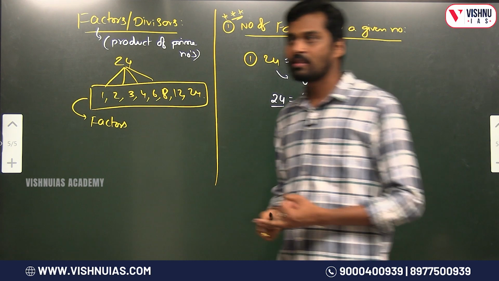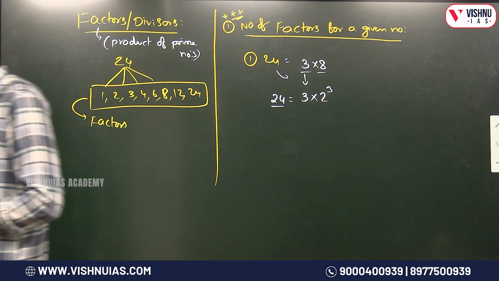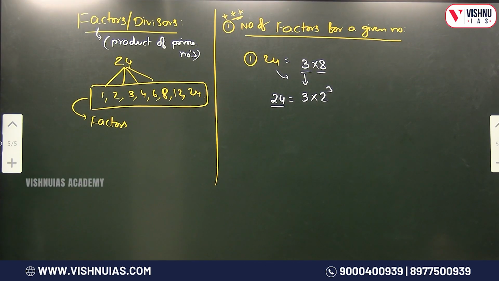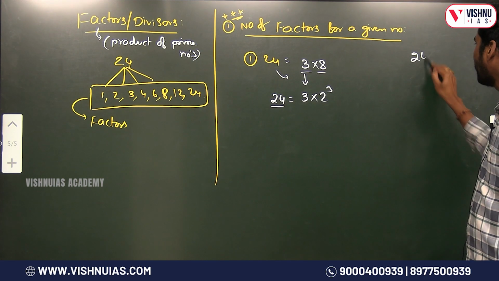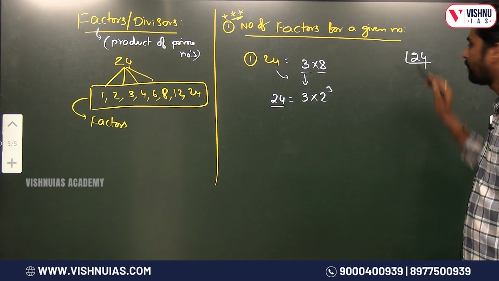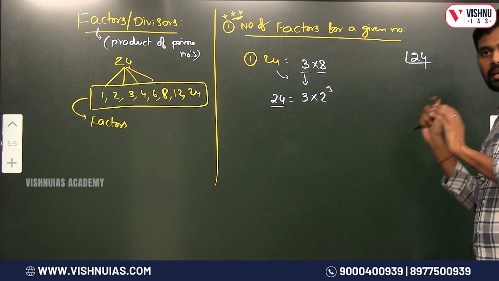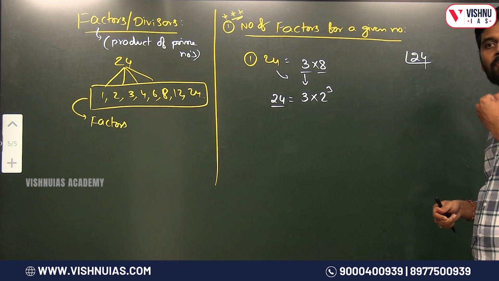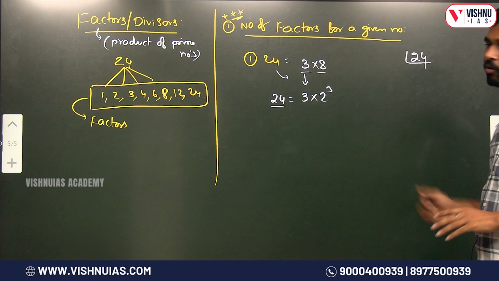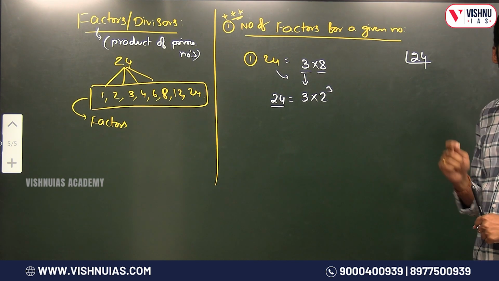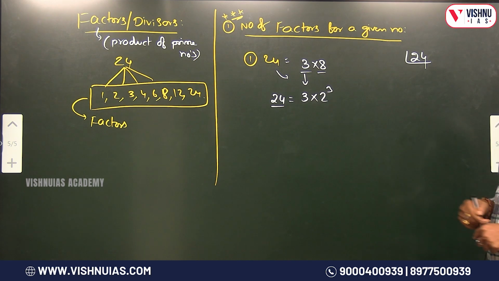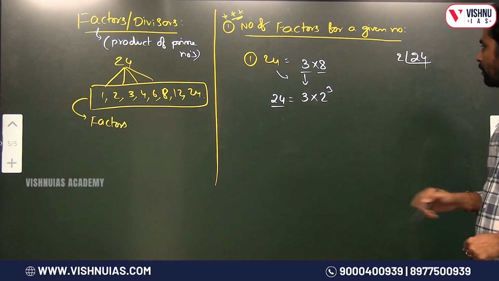There are two ways. One is, if you are good at calculation and the tables, you can immediately think of some product and write that prime numbers product. Otherwise, there is a method to write the number as a product of prime numbers. You take the number and divide it by different prime numbers. 24 is perfectly divisible by which prime number? 2. Prime number only.